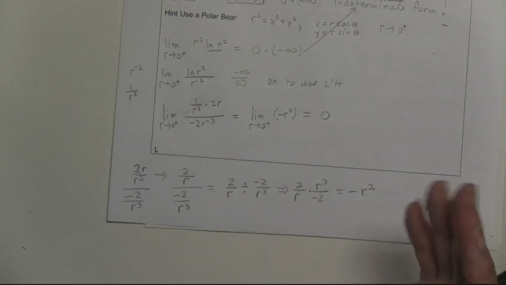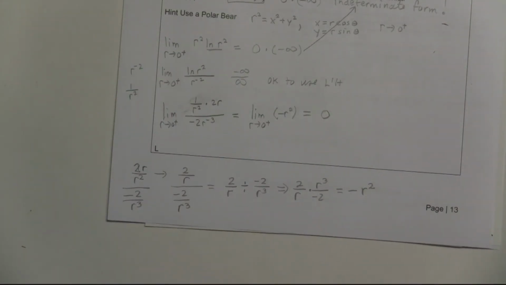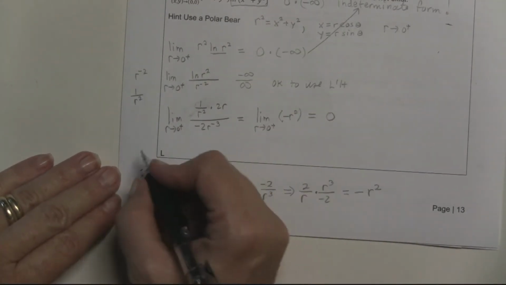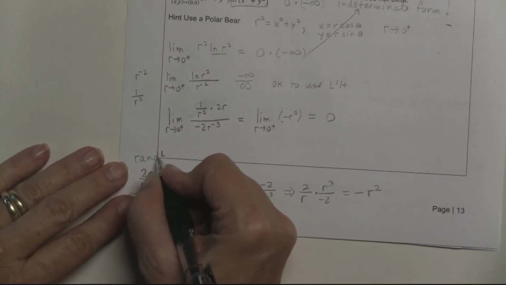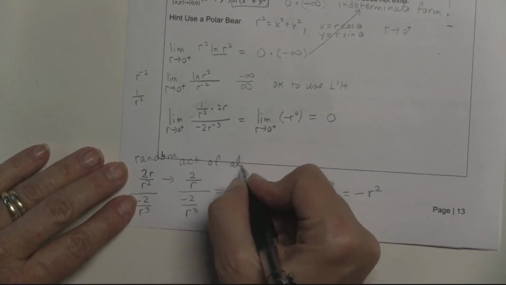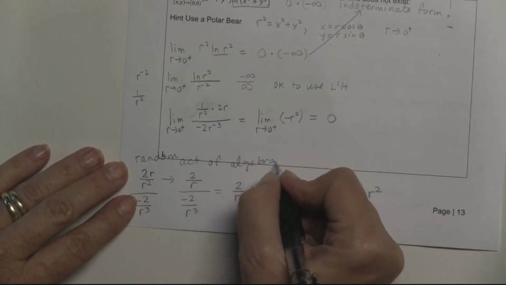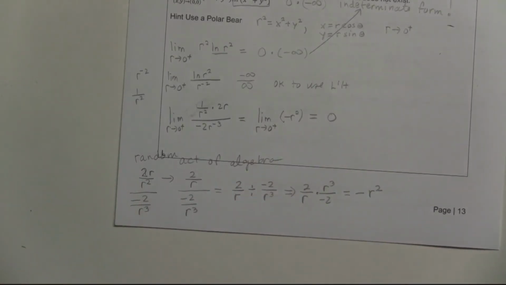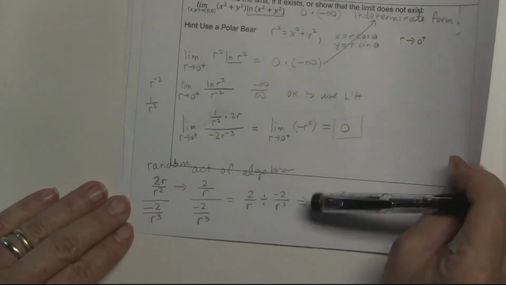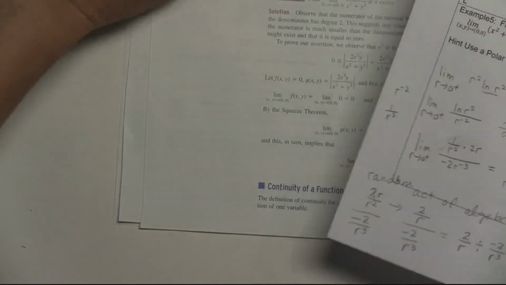And so I know that you're saying, well, that was what I thought it was going to be. And so this is a random act of algebra right here. And I hope it's right. Okay, anyway, so our answer here is 0. You did a lovely job on that.